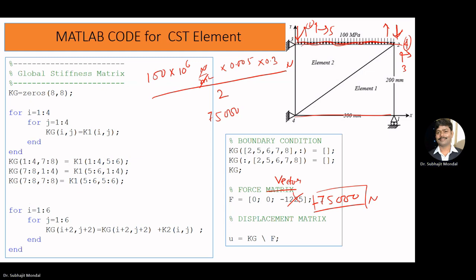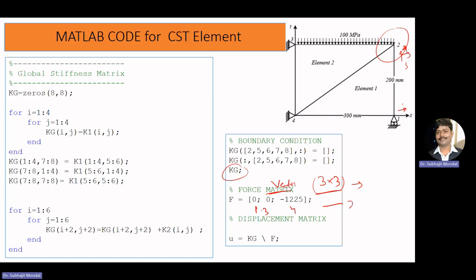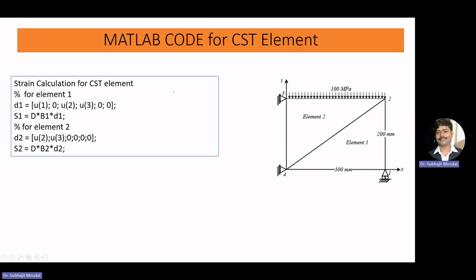Okay. Therefore, now we have force vector of 3 cross 1. We have the stiffness matrix of 3 by 3. We can obtain the displacement from it. Okay. Now once you get the displacement, we also can calculate the strain and the stress.